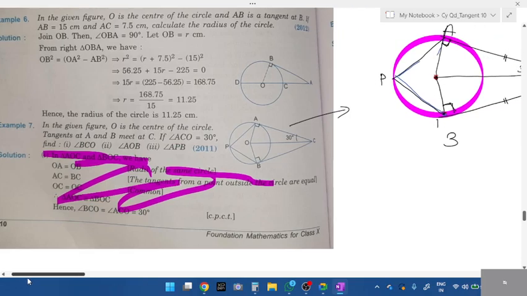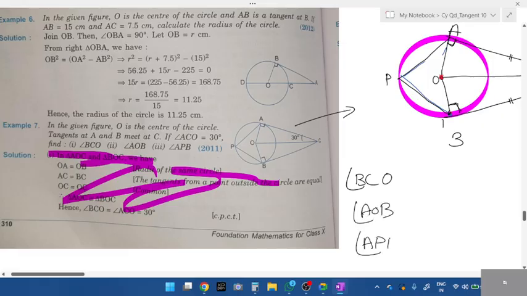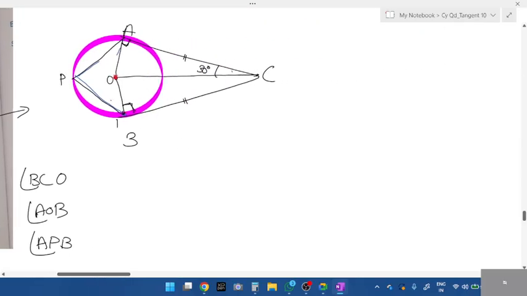What is given? Example 7. In the given figure, O is the center of the circle. Tangent AB meet at C. If ACO is 30 degrees, you need to find BCO, AOB, APB. They've asked us to find 3 questions, so 3 marks. First thing, we need to find BCO, students. What's the answer for BCO?